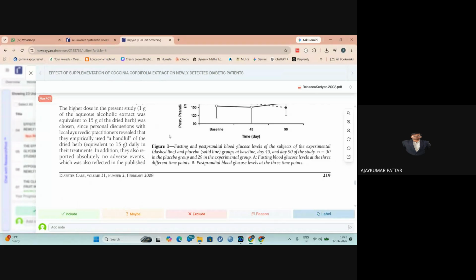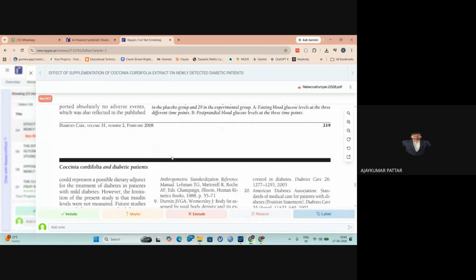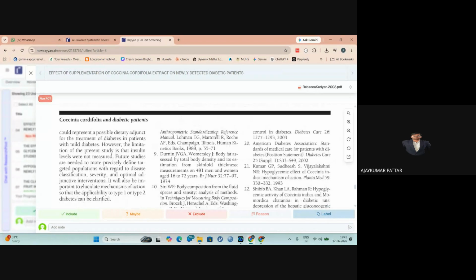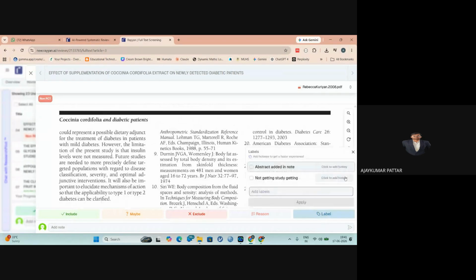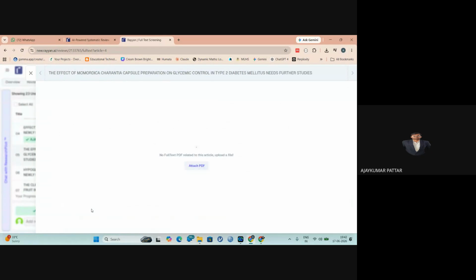For this particular paper, if everything is okay but some data is missing, we have to contact the authors. If you want to create any label, you can create it. Then for demo purpose, I will click include here. I will include this particular paper.